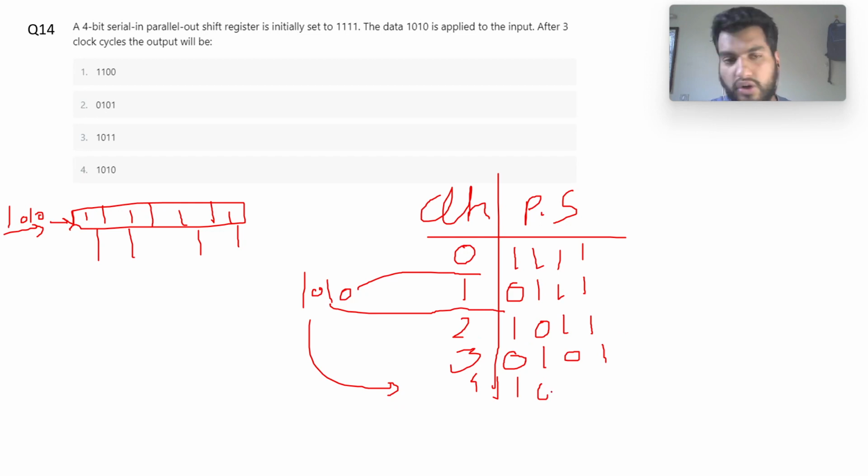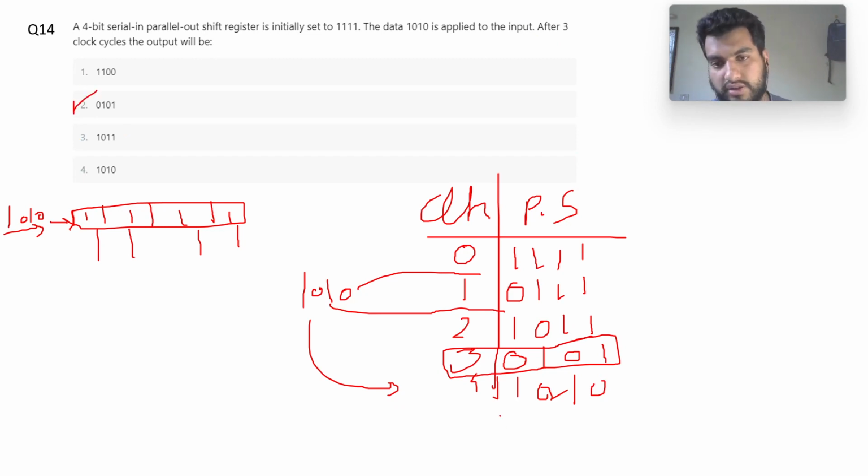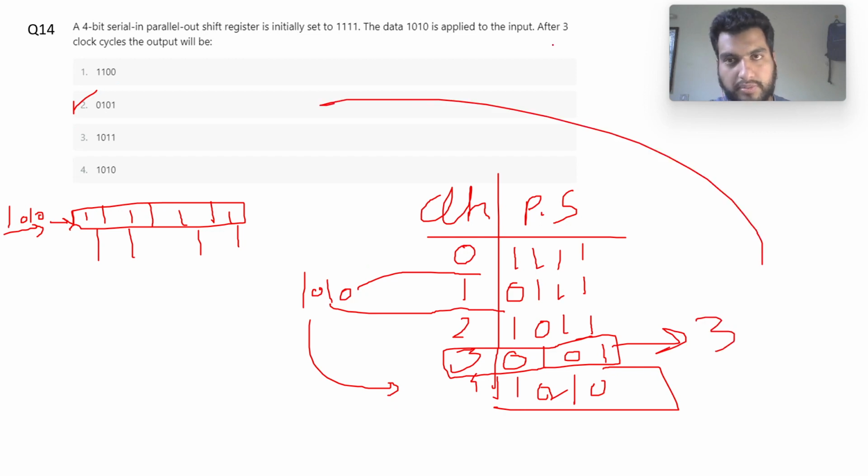0. So we need to find after 3 clock pulses. After the 4th it will be 1010, but we need to find out after the 3rd, so it will be 0101. So after 3 clock pulses, the correct answer is 0101. This was for after 4 clock pulses, and this was after 3 clock pulses, because the question was asking us 3 clock cycles.